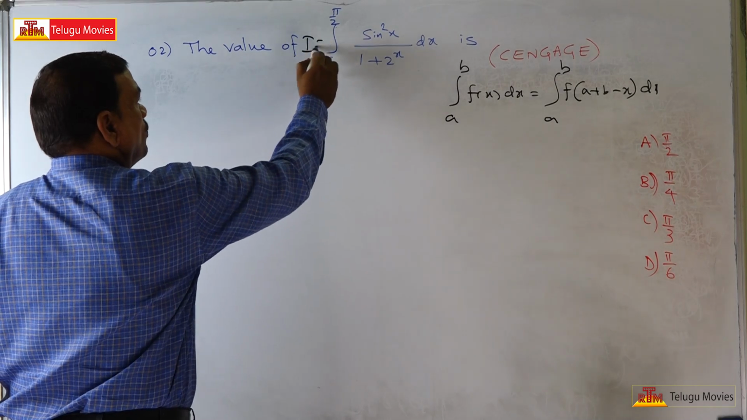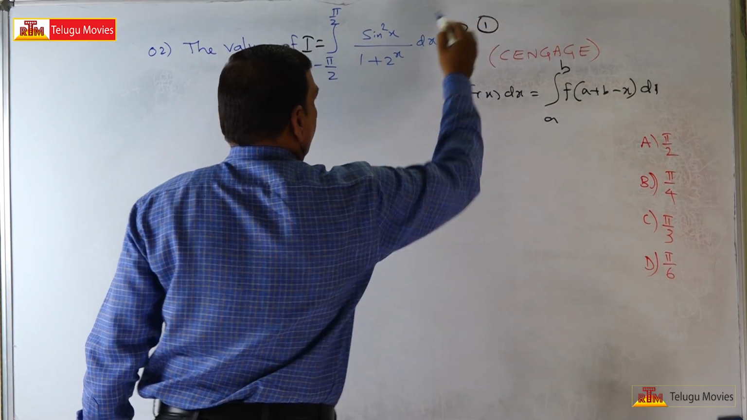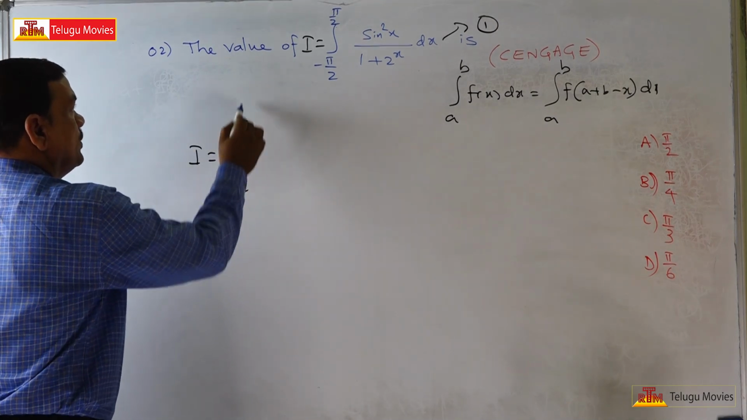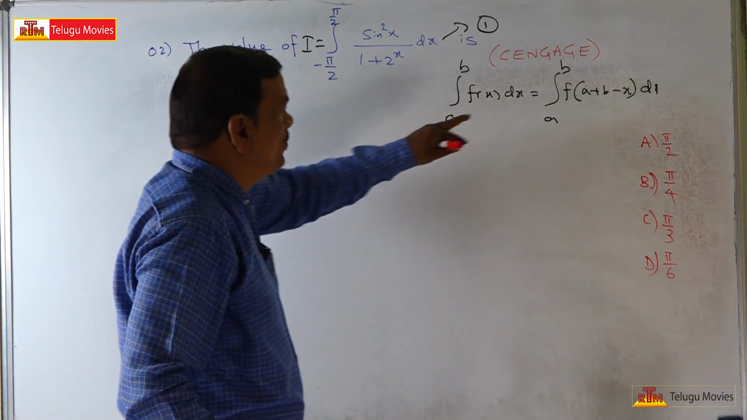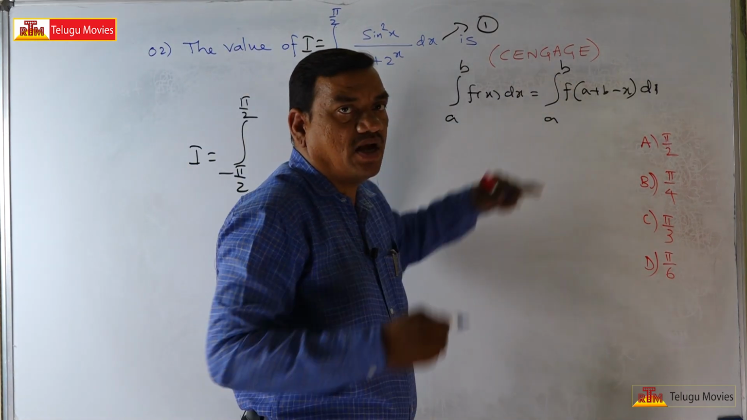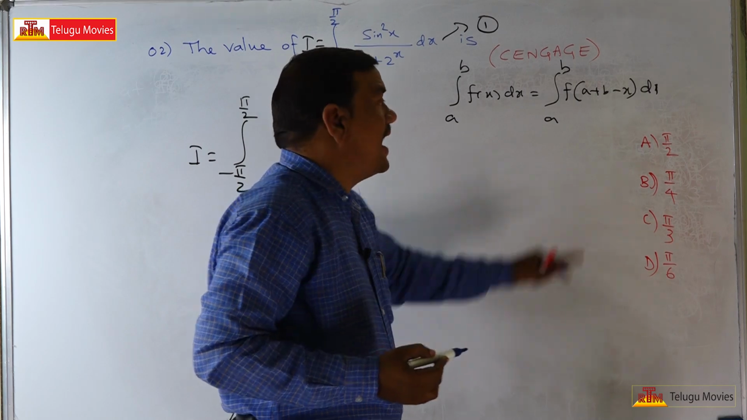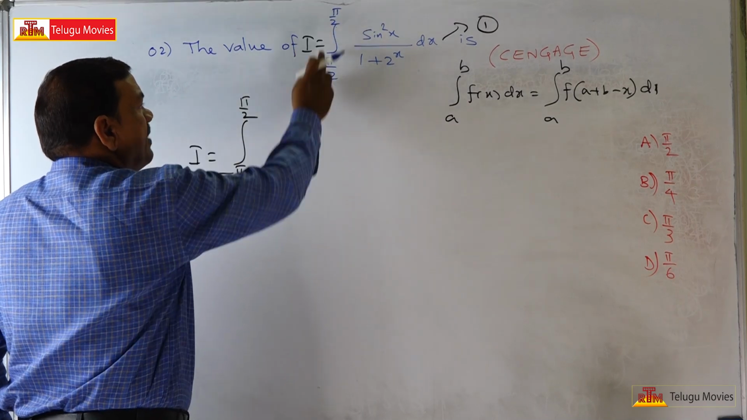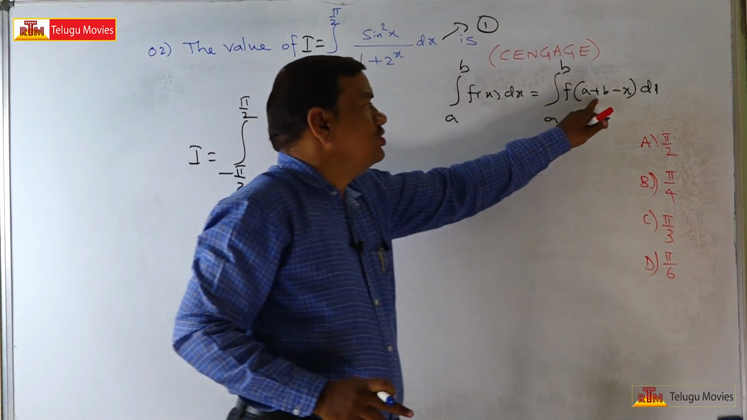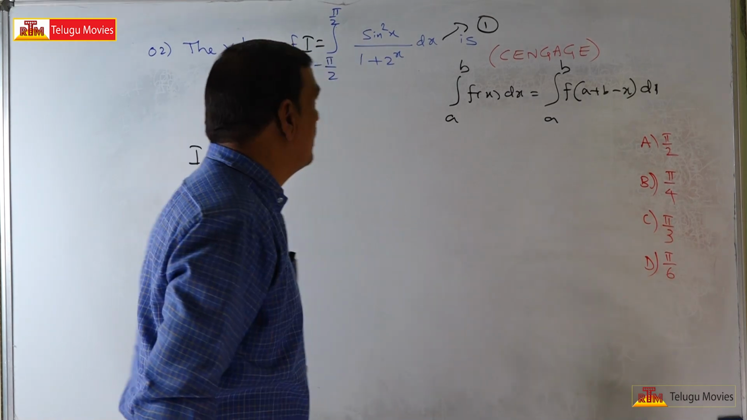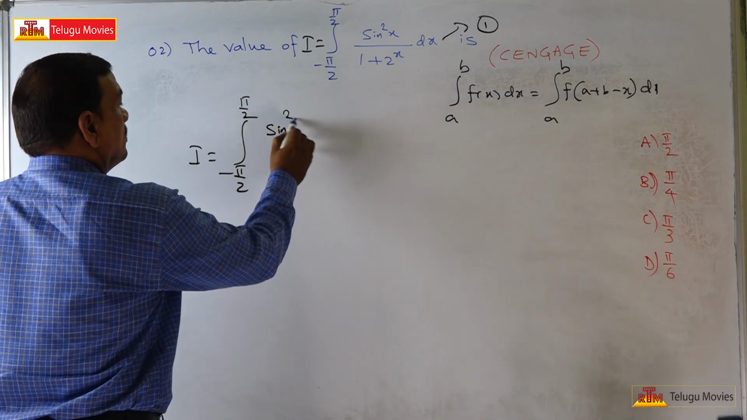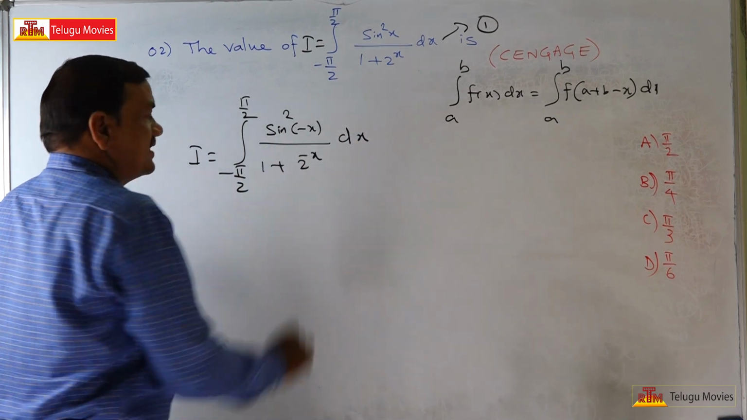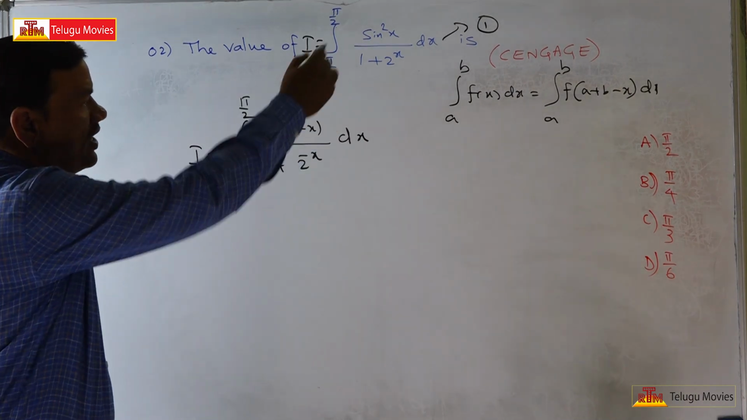Okay, so this is equal to, you call it as I and you call it as equation number 1. Now I will apply that property. So I is equal to integral minus pi by 2 to plus pi by 2. So here what you have to do, a plus b, upper limit and lower limit you have to add, and minus x. If you add upper limit and lower limit, pi by 2 minus pi by 2, 0, 0 minus x. That means minus x will come. That is sin square minus x by 1 plus 2 power minus x dx. Okay, so very easy, we applied that formula.